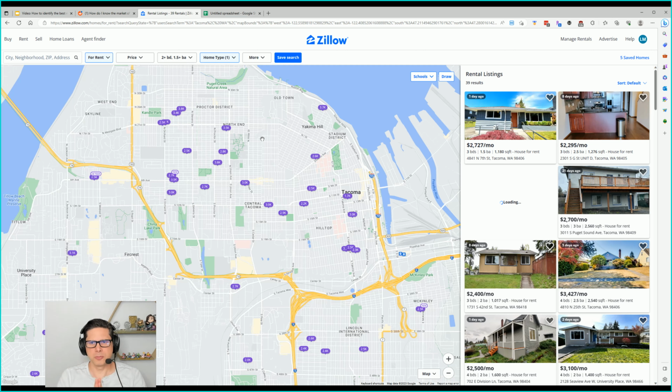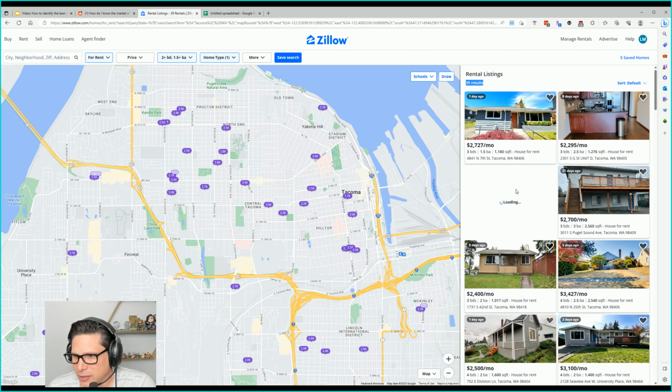You have bedrooms, you have bathrooms. Now you see about 39 results listed in the area that you're potentially looking to buy. In this case, we're hypothetically trying to buy in Tacoma, Washington.